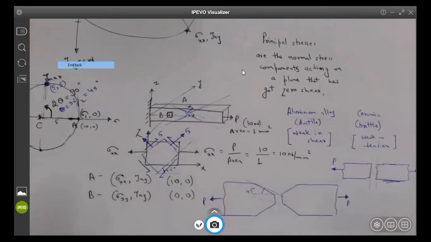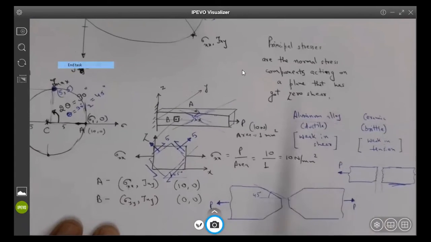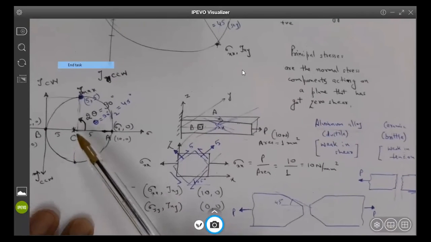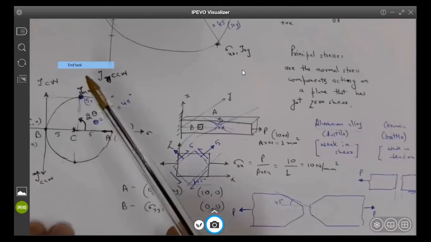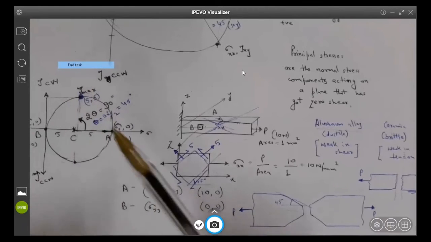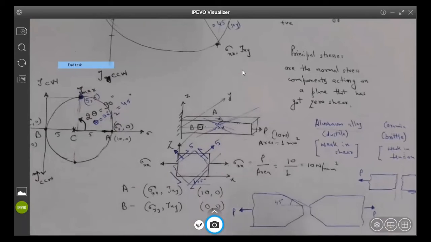So how can we prevent failure? Before we actually design something to prevent failure, we have to understand how the failure happens. And to understand that, you have to understand the stresses, what the different components are, how the stresses can be represented in a Mohr's circle form, and where you are getting the maximum principal stresses and the maximum shear stresses. That will tell you how the material will fail in service. So that is the whole purpose of studying this specific concept. Is that making sense, guys?